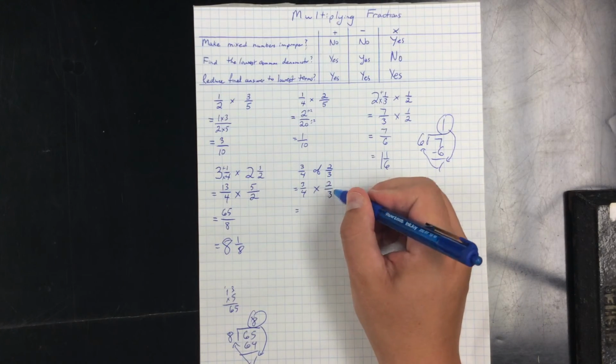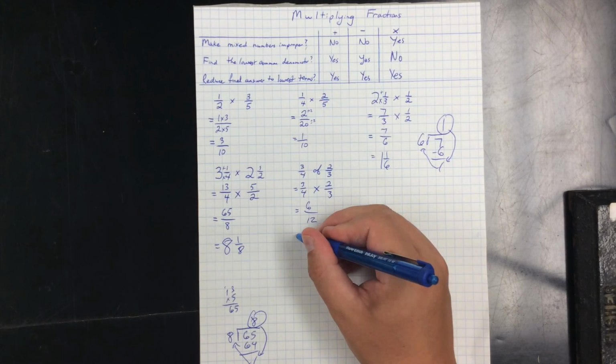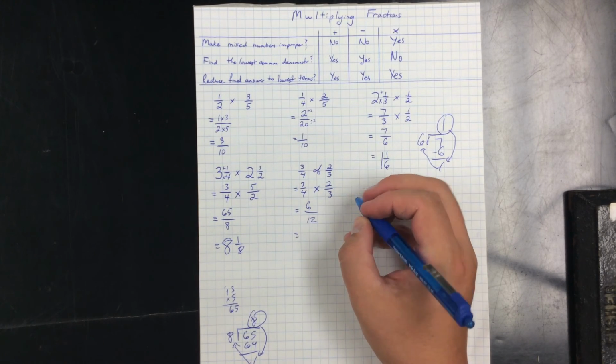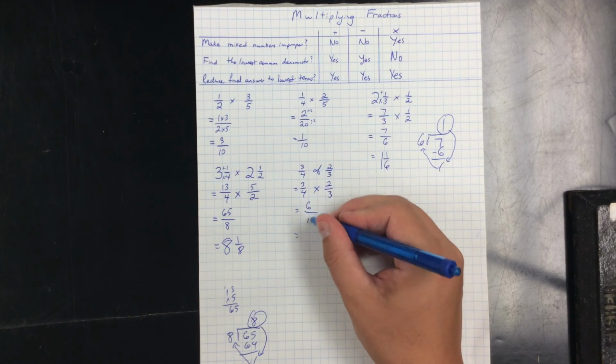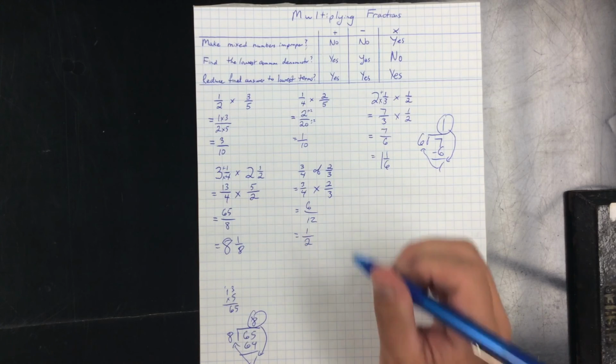There are no mixed numbers, so 3 times 2 is 6. 4 times 3 is 12. They're both even numbers, so it will reduce. They both divide by 6. 6 divided by 6 is 1. 12 divided by 6 is 2. I get an answer of 1/2.